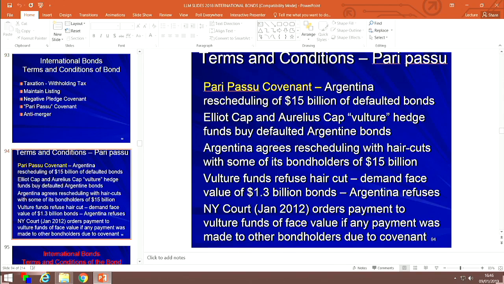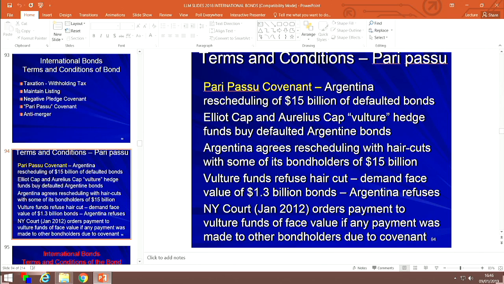There is actually a case in this area concerning Argentina, and I thought I'd just walk you through it, where the pari passu covenant was reviewed by the New York courts in relation to the pari passu clause in the bonds governed by New York law and made out to Argentina. This actually involved the rescheduling of Argentina's defaulted bonds. It's quite a large amount, 15 billion of defaulted bonds.